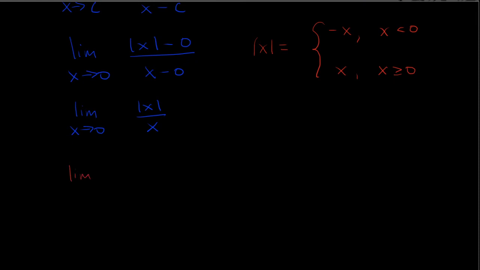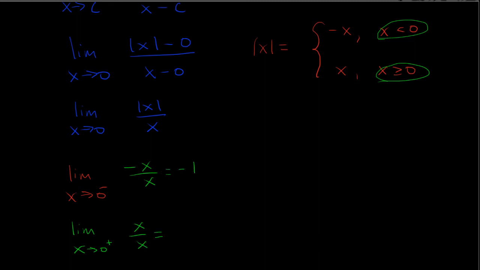Now, whenever we're looking at 0 from the left, it makes sense that we're going to be looking at this one. So that would just be negative x over x. And if we're looking at 0 from the right, it's obviously going to be this one. So that's x over x. So this limit is going to be negative 1. The bottom limit is going to be positive 1.